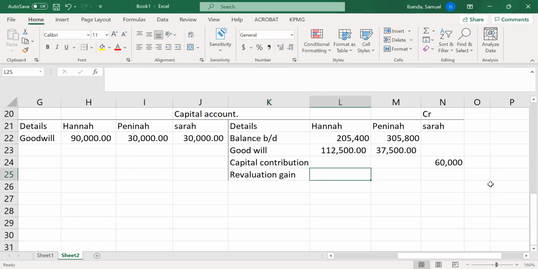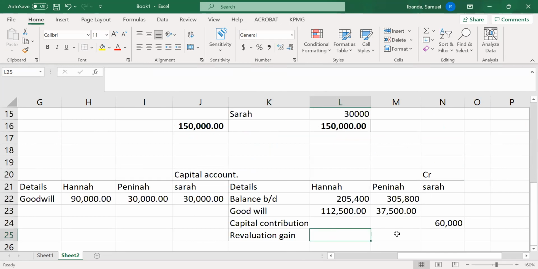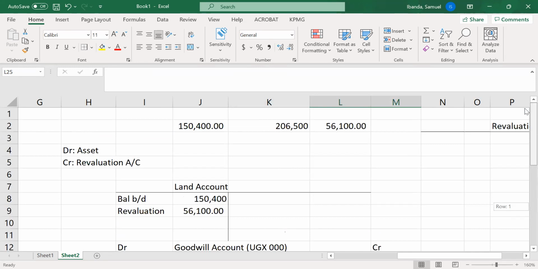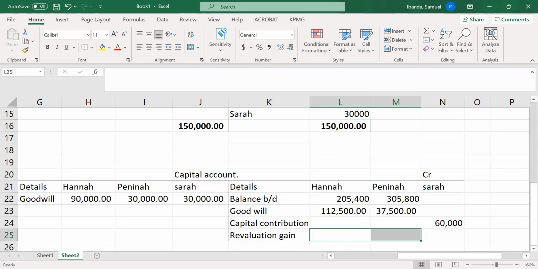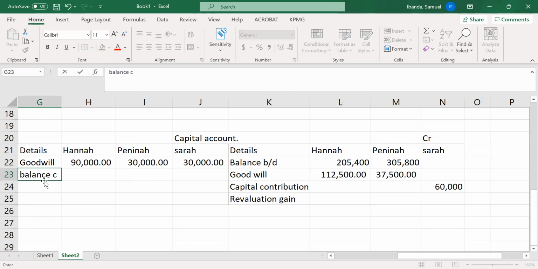Revaluation gain is shared. We've not calculated it here, but in case you calculate it, you can share it using the ratio of 3:1. After you have shared that ratio of 3:1, you now balance off your capital account to determine your balance carried down. The reason why you determine your balance carried down is to balance off your capital account. But remember, one of the questions was requiring you to redraw the statement of financial position in order to present it.